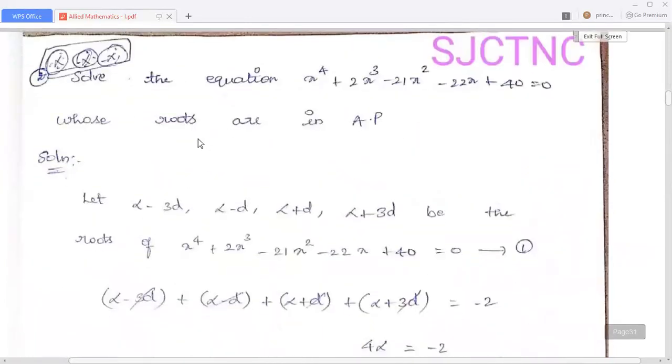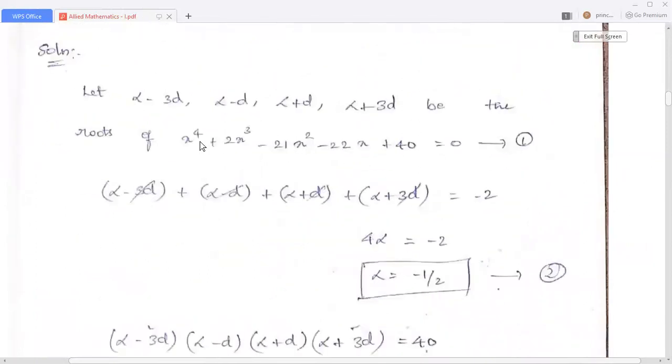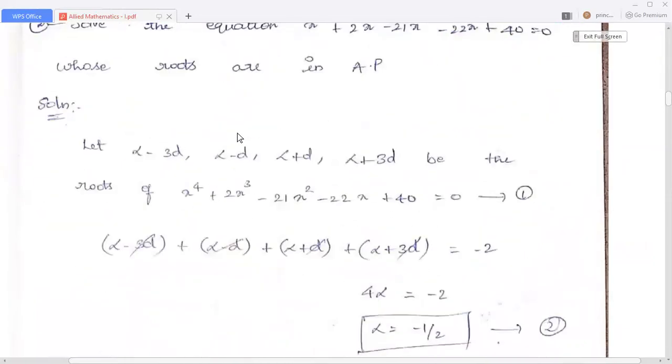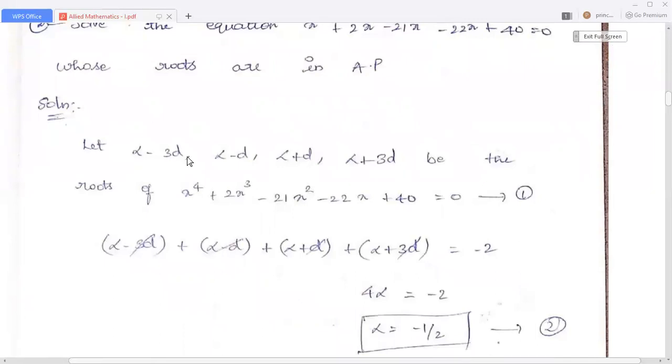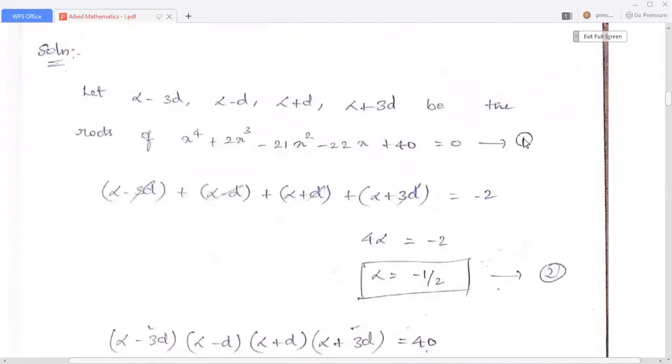Next problem. Solve the equation x power 4 plus 2x cube minus 21x square minus 22x plus 40 equal to 0, whose roots are in AP. So here we represent the roots which will form an arithmetic progression for a fourth degree polynomial. That is alpha minus 3d, alpha minus d, alpha plus d, alpha plus 3d be the roots of this fourth degree polynomial equal to 0. So that can be taken as equation number 1. Now we write the relation between roots and coefficients.